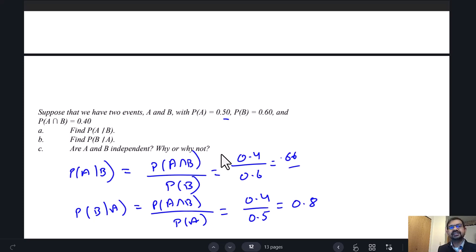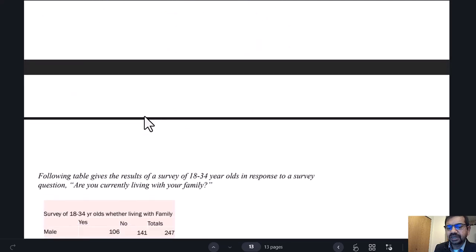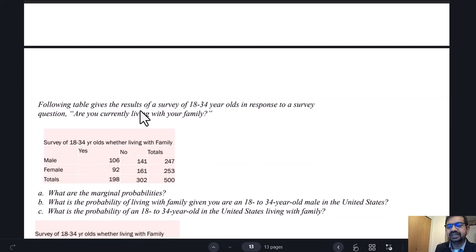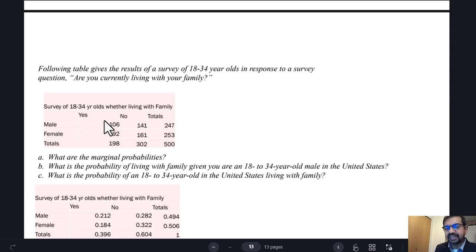So hopefully this clarifies the idea of the multiplication rule in action, or the conditional probability formula, because this is the base of how Bayes' theorem will be brought about. This idea of marginal probabilities can be gauged by this table as well. So let's say there was a survey done of adults from 18 to 34 years of age saying, do you still live with your family? And we have the responses and raw data given by this first table.